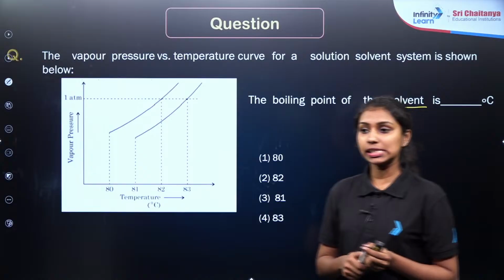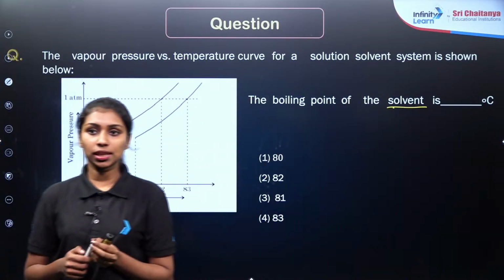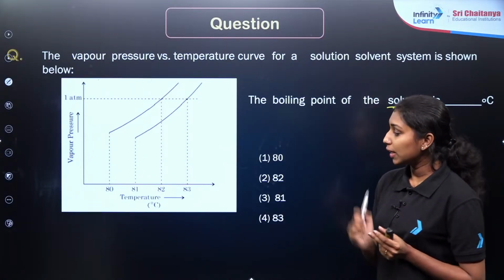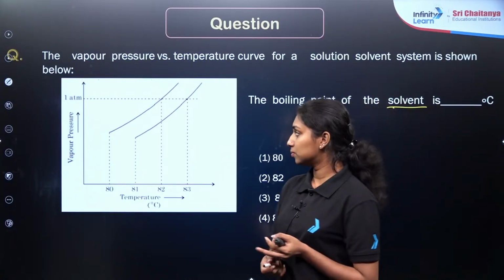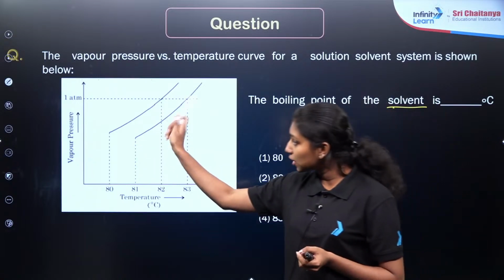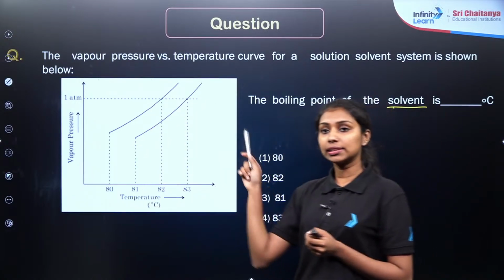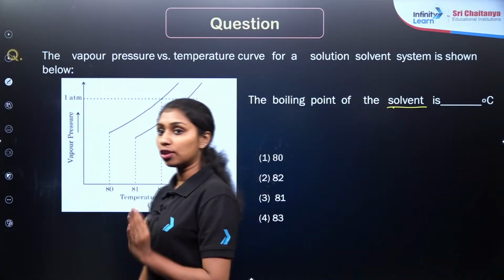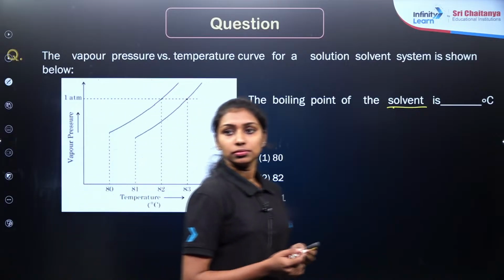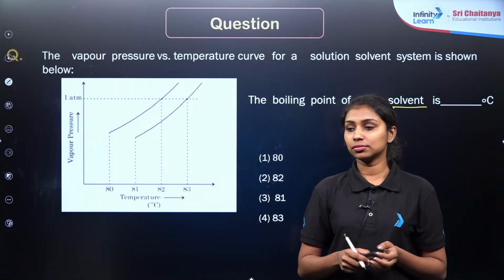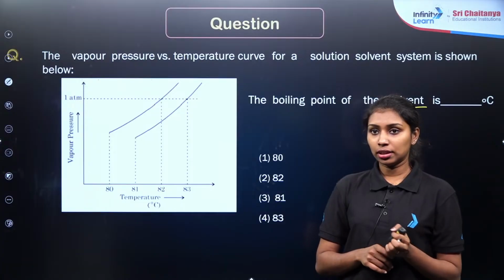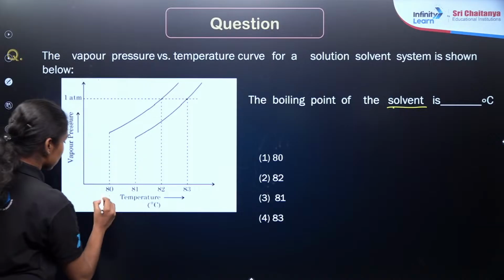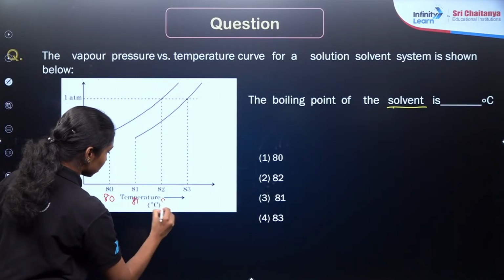What will be the answer for this question? As we already saw about the vapor pressure versus temperature graph for the solvent solution system, if you are getting that particular idea, you will get the correct answer here. First, you need to identify which one is the vapor pressure graph for solvent and solute. Then, mark the temperature at which 1 atmosphere pressure is equal to the vapor pressure. Then you will get the correct value of boiling point of the solvent here. I hope this graph is clear for everyone. The first temperature is 80, then 81, 82 and 83.